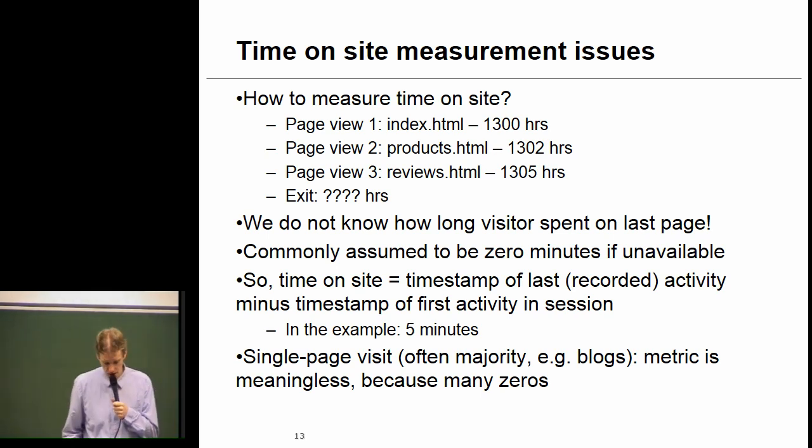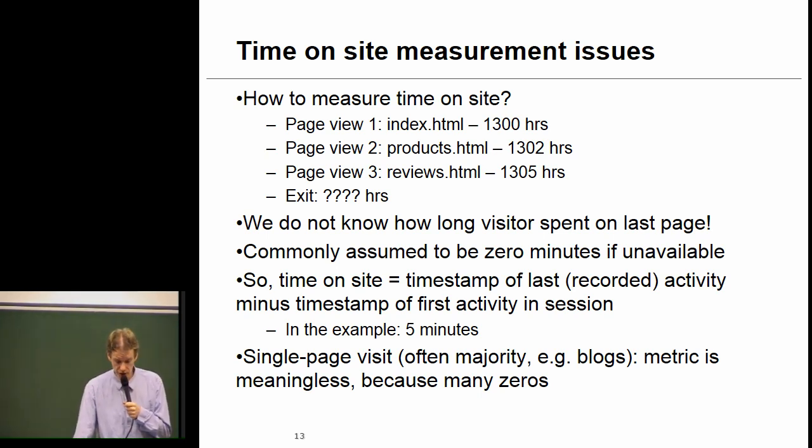In the web log, it says that the first page was requested at 1 o'clock and the second page at 1:02. So then you know that the user spent 2 minutes on the first page. The third page was requested at 1:05, so you know that the user spent 3 minutes watching the second page, products.html. So at that moment, you know that the user spent already 5 minutes on the site, but you have no idea about how much time the user spent on the last page.